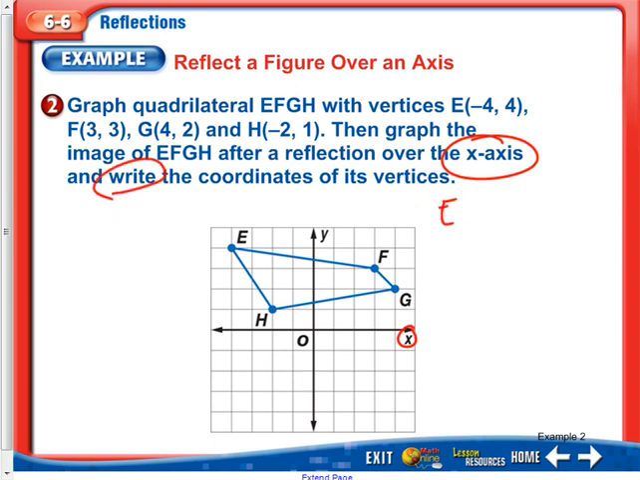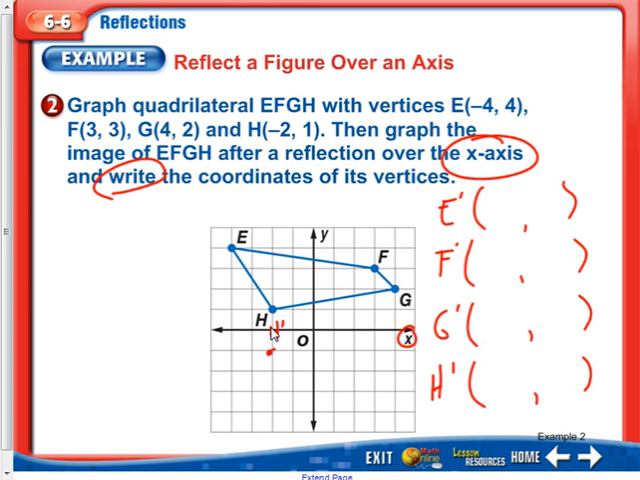So we're going to have E prime, so I'm just kind of getting it ready here. I'm going to have F prime. All right, I'll have G prime and then H prime. So I'm just getting my ordered pair ready so that I don't forget to write it later. Okay, so H is 1 point away. So I'm just going to go right here and I'm going to write H prime.